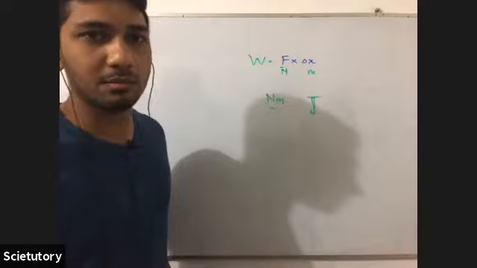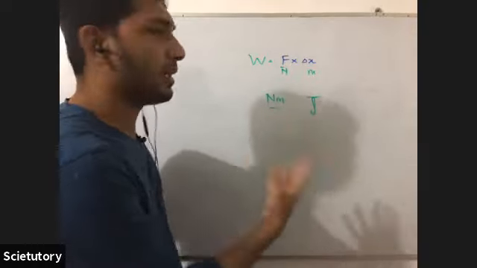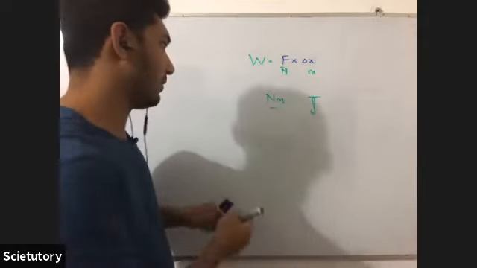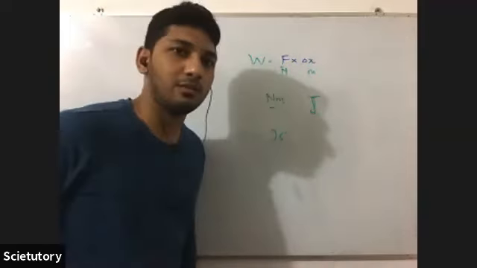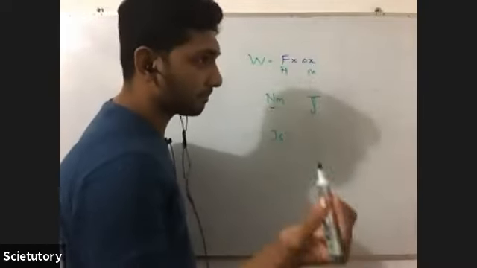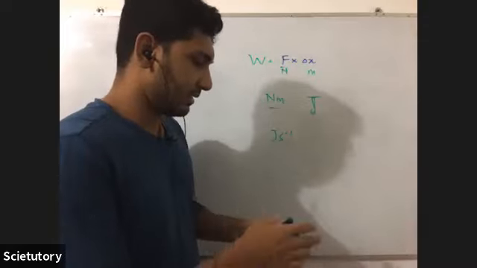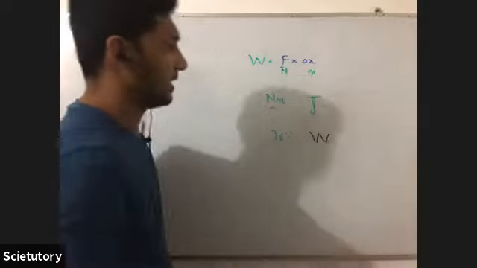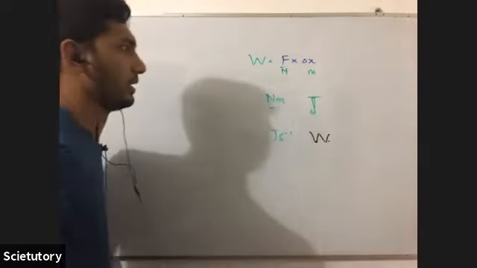But power is actually energy per second, or work done per second. So that has the unit joule second minus 1. What is the other special unit for that? You can unmute and answer. Watt. So this is the SI unit for that.